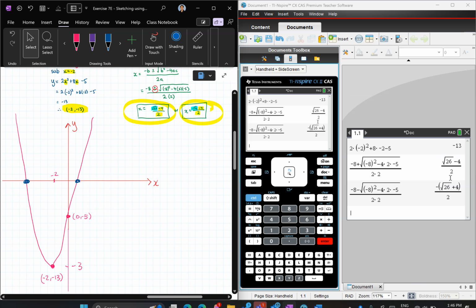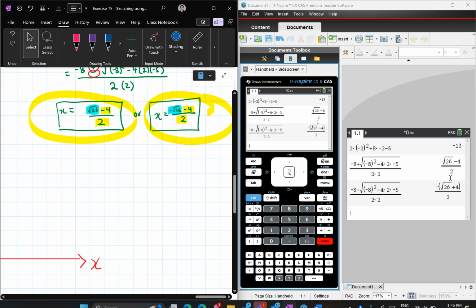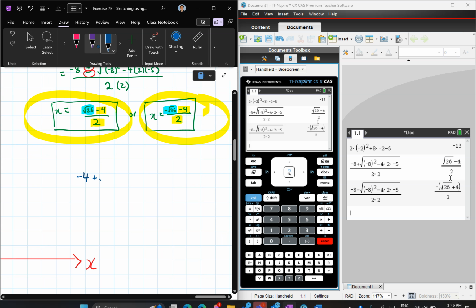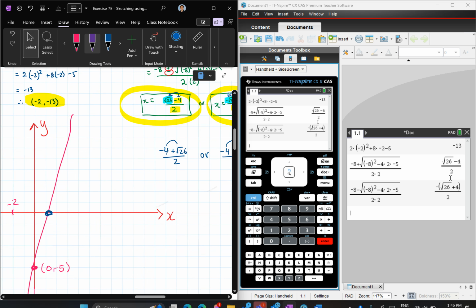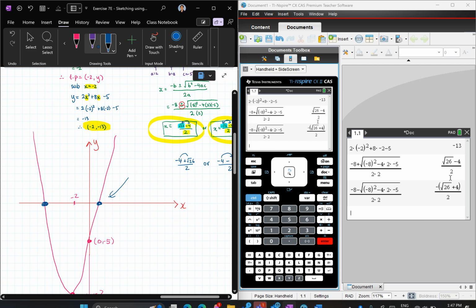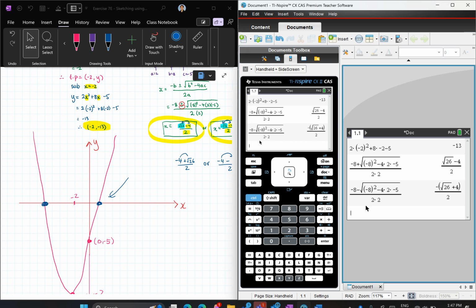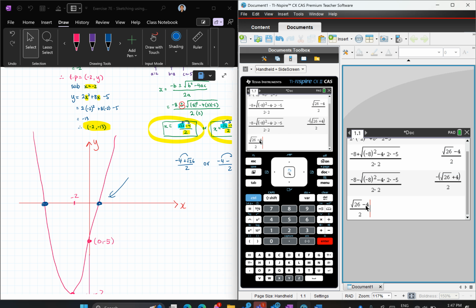And so you just got to figure out, well, which one's bigger? Is it negative 4 plus the root 26 on 2, or is negative 4 minus root 26 on 2? All I did was I just swapped these two over just so you can visualize it. So is negative 4 plus root 26 bigger than negative 4 minus root 26? Which one's bigger? Because if you know which one's bigger, you can plop it over here. Now, if you didn't know, you can use your calculator as well. You can actually just figure out which one's bigger if you didn't know.